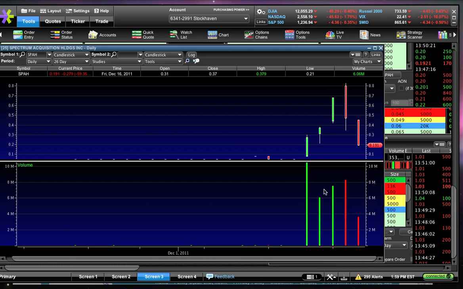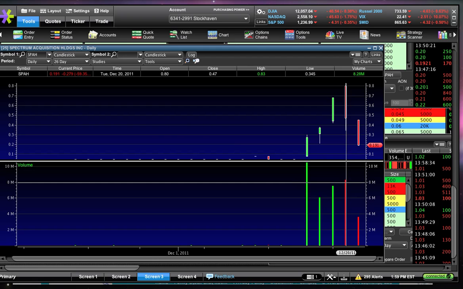We're rising. And this is, again, why you have to take profits on the way up, because you can see, once again, dilution will always catch up to the stock. And as you can see, SPAH has fallen from 80 cents down to about 20 cents. So it's down massively, 75% just about over the last couple days.